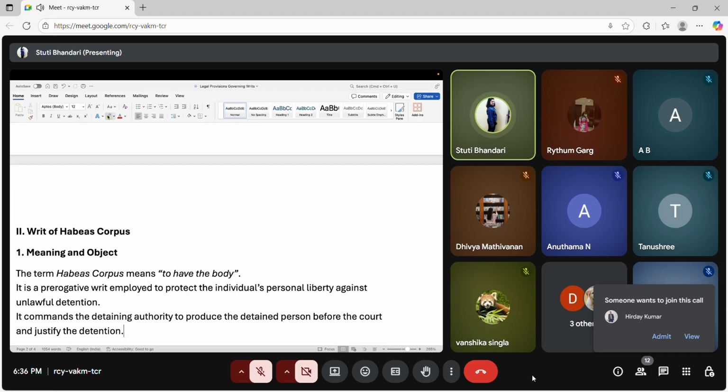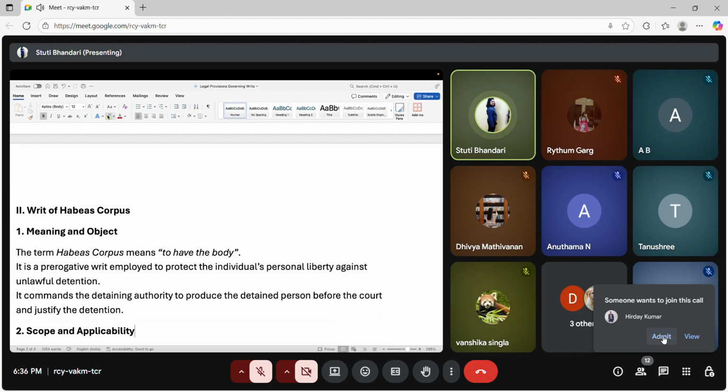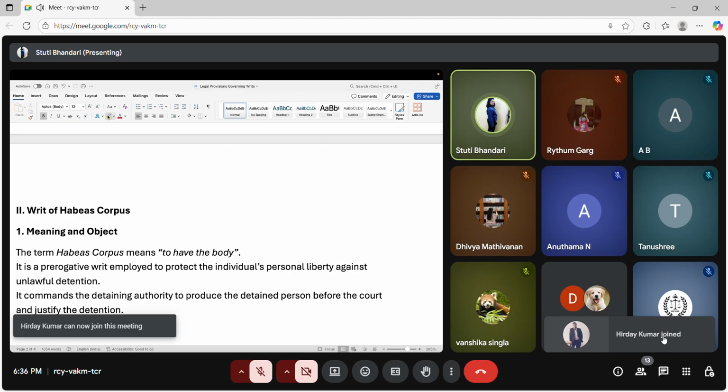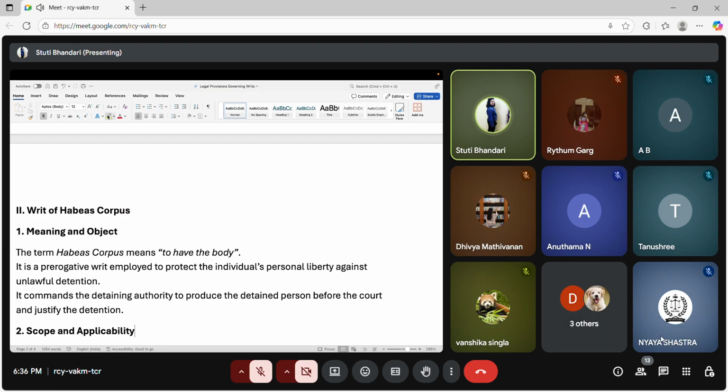Now coming to habeas corpus. So I have drafted a writ of habeas corpus to see how it is drafted. So first let us understand in detail what habeas corpus is. So habeas corpus means to have the body. So it is again a prerogative writ wherein an individual's liberty, personal liberty is at stake. He has been unlawfully detained by any private or public body.